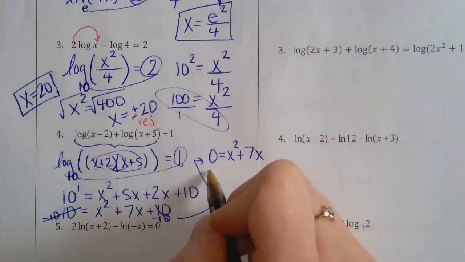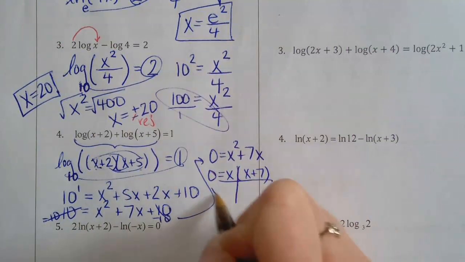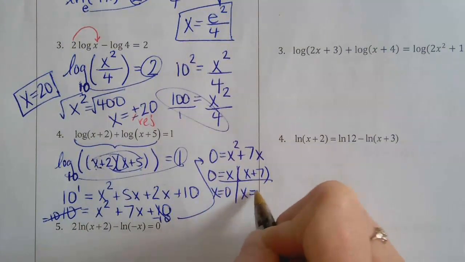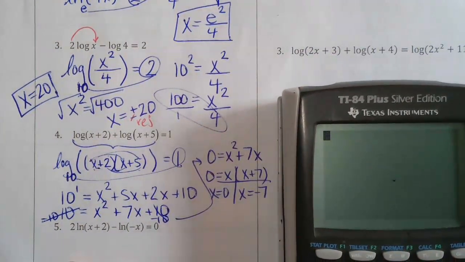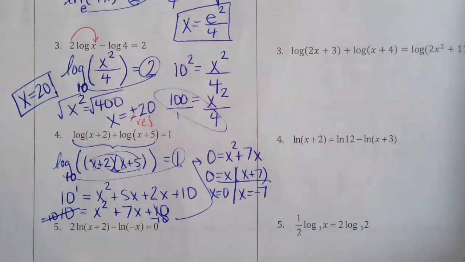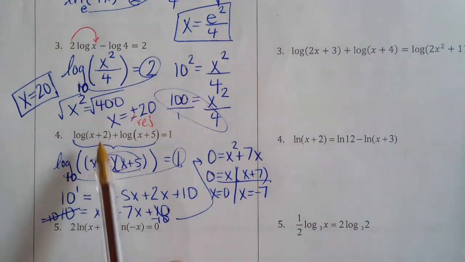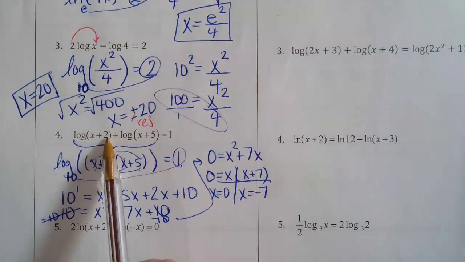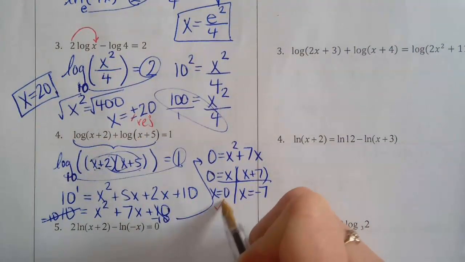To solve, I would take out a GCF, T-chart, and I get two solutions again. So, like I did on the last one, we should check. If you type in the 0, and I can honestly tell you right now, I don't even need to type it in my calculator, because if I substitute 0 in, 0 plus 2, that's positive. 0 plus 5, that's positive. So this one should check.